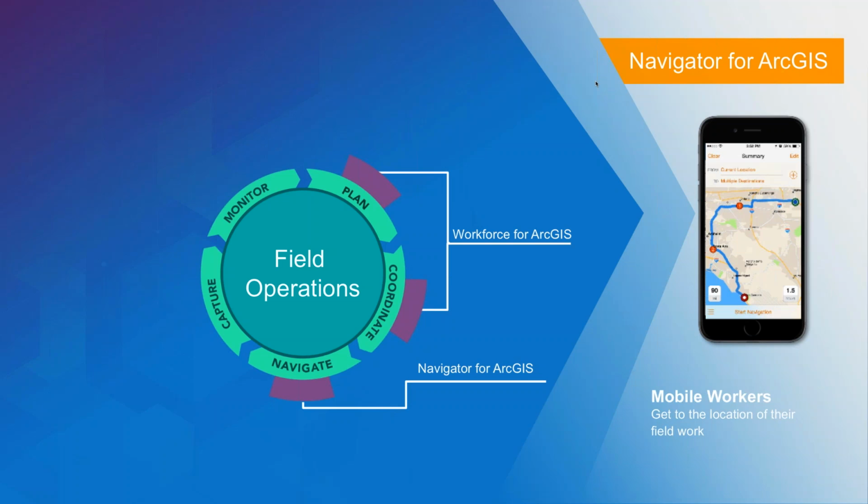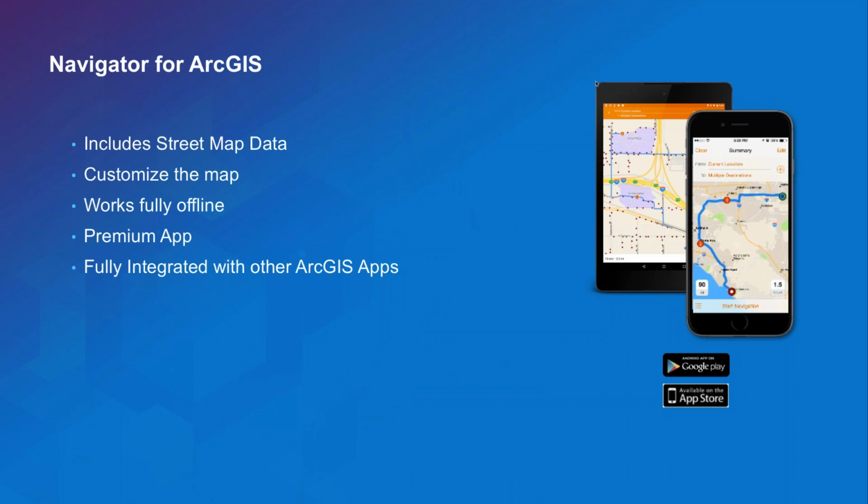The next application that I wanted to talk about is another new one that we've released fairly recently called Navigator for ArcGIS, and that really helps you get to the location of the work that you need to do. It includes Street Map Premium data, and Navigator for ArcGIS works fully offline. One way to think about it is it's very similar to the consumer navigation applications that you may use today for personal use, but designed for the enterprise and designed to work in the conditions that you work in, where there's no internet connectivity. But there's much more with it, and we'll talk about that in a minute.